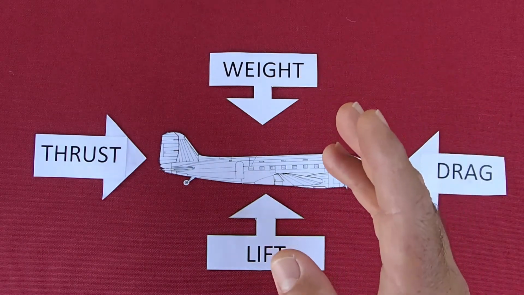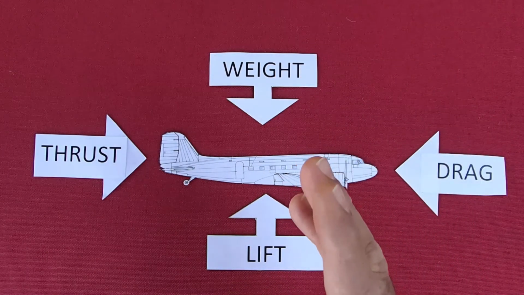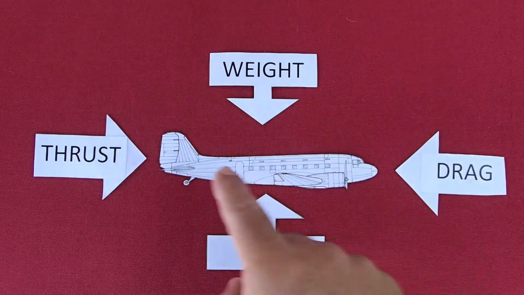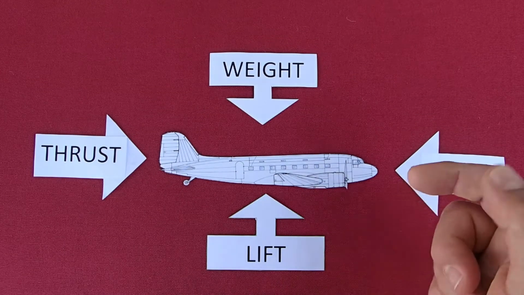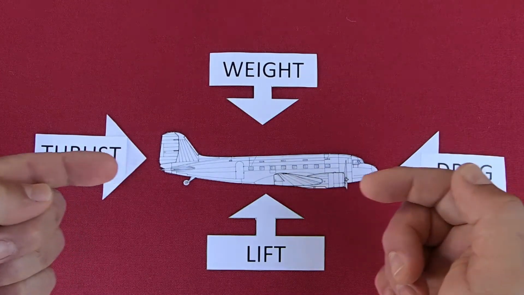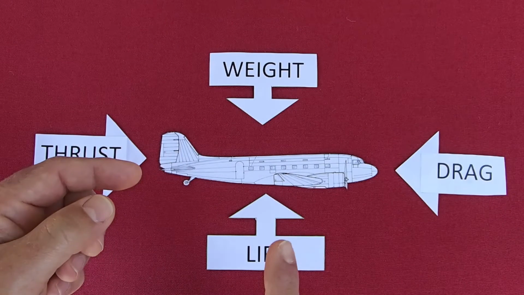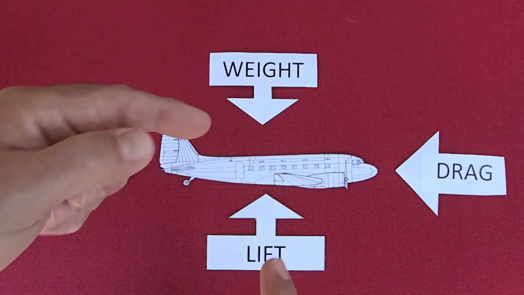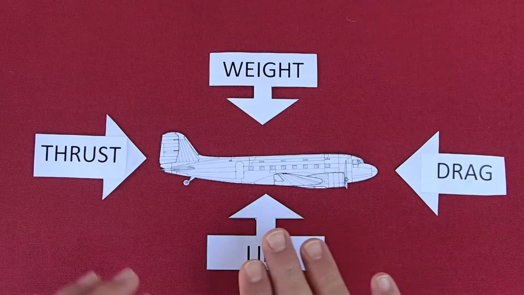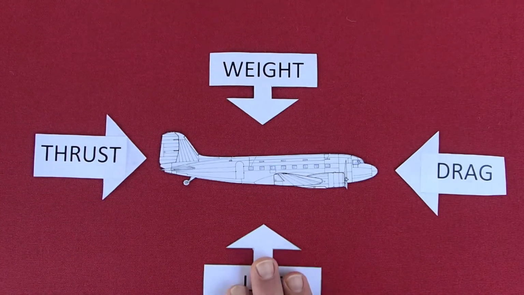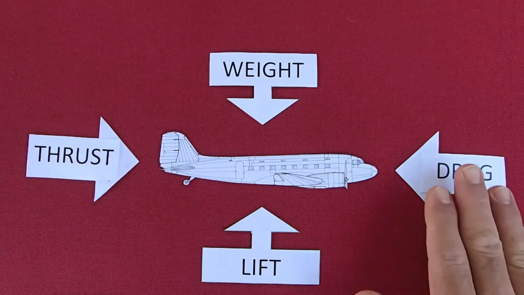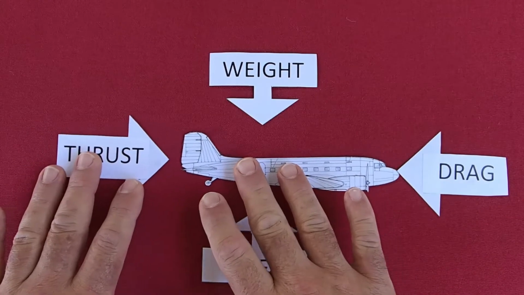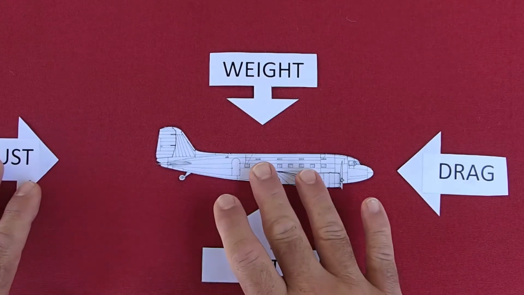A straight, level, unaccelerated, or constant speed flight means that all four forces are in balance. Drag equals thrust, therefore the plane will maintain a constant speed, and lift equals the weight of the airplane, which means that the plane will neither climb or descend. Any change in any of the forces will result in movement in that direction. If you increase thrust, the plane will accelerate. If you decrease thrust, the plane will slow down.